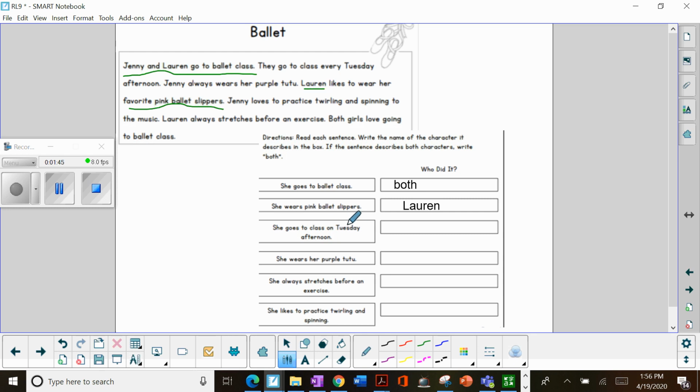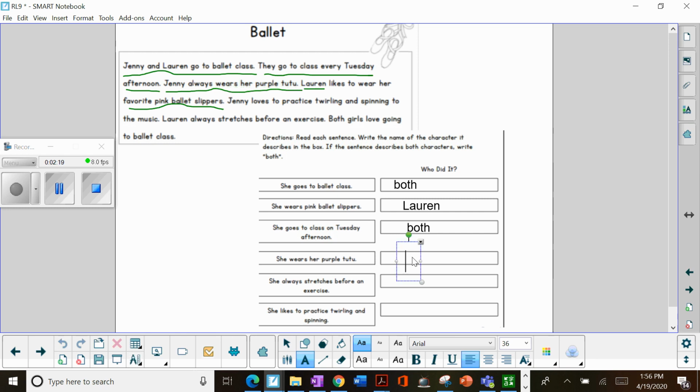She goes to class. Let me underline that. She goes to class on Tuesday afternoon. It says they go to class every Tuesday afternoon. So that means that's true about both of them. Okay, she wears her purple tutu. Jenny always wears her purple tutu. So in here we're going to type Jenny's name.